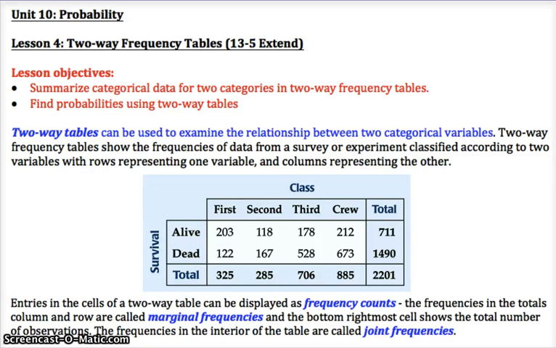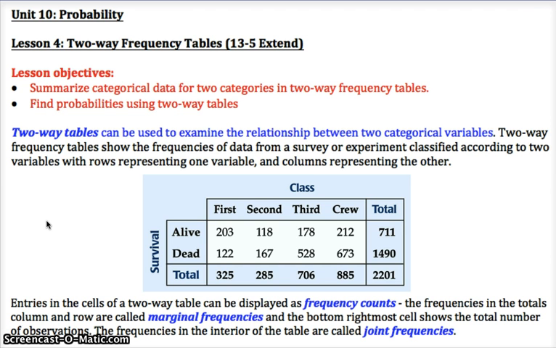Okay, I said there was going to be a lot of 13.5. This is actually from a part of your book that's between 13.5 and 13.6. It's called 13.5 Extended. And believe it or not, we are going to go back to some more 13.5 after this. But this is just about two-way frequency tables. It's sort of a big deal in the Common Core, and it's a big deal in AP Stats. And you see these in real life a lot. So it's going to help with our ideas about independent and dependent events also.